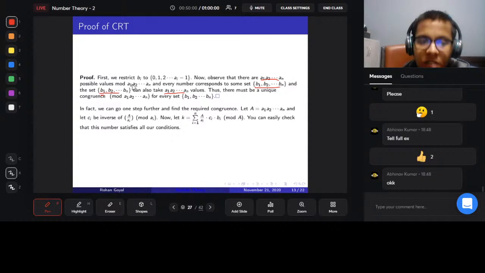So the number of values of this set is also A1 A2 An. So there must be a unique congruence mod A1 A2 An for every set B1, B2, Bn, because you get a bijection between these two sets, between every congruence and these sets. Do you understand the proof of the Chinese remainder theorem, that such a value will exist?